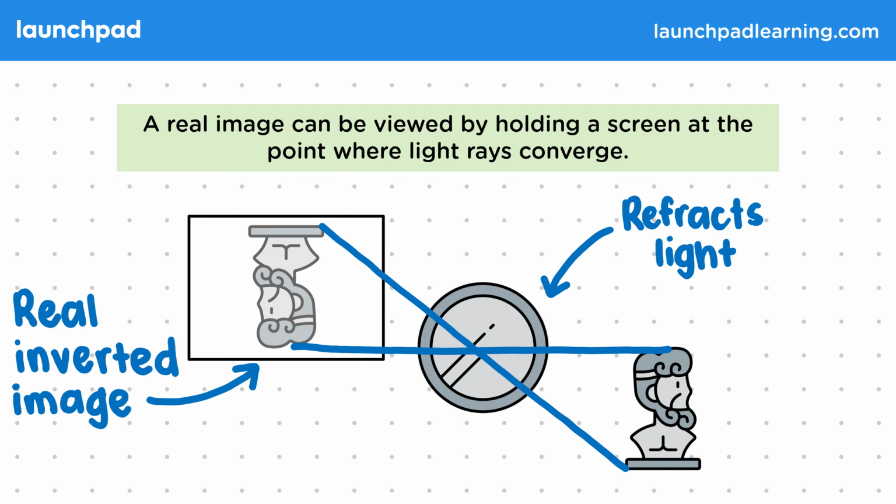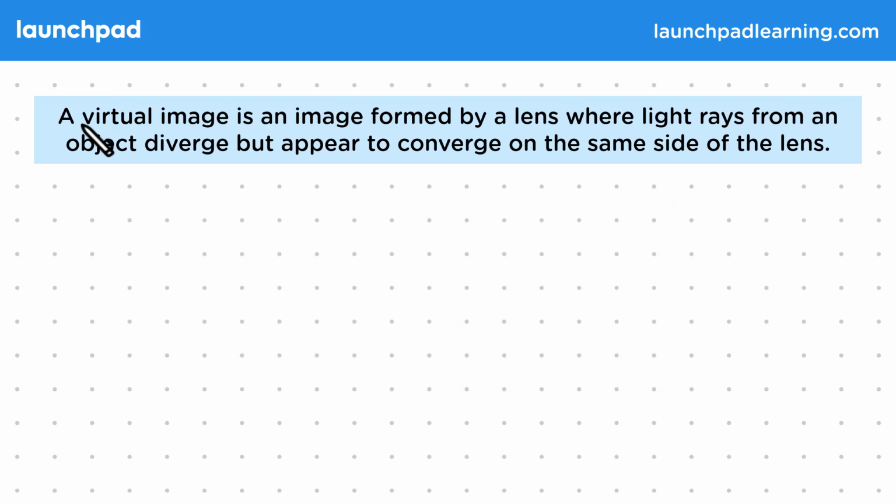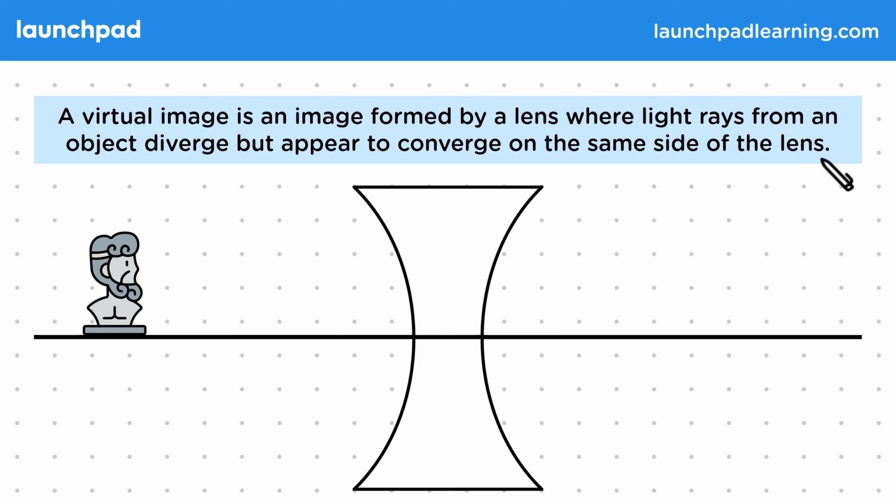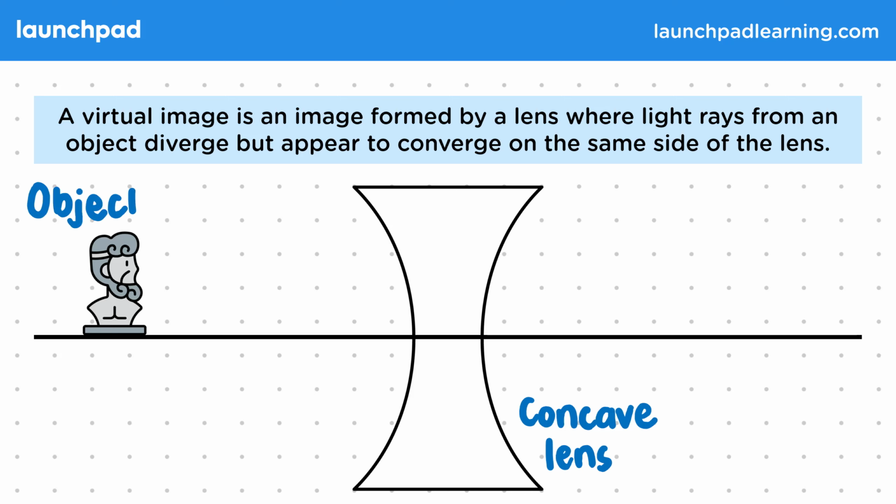But are all images formed by lenses real? Well, a virtual image is an image formed by a lens where light rays from an object diverge but appear to converge on the same side of the lens. Let's see how this works using a concave lens. This type of lens curves inwards and will cause parallel rays to diverge. So how would the lens form an image of this object?